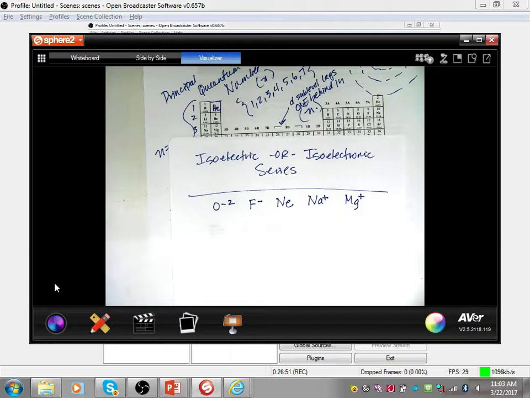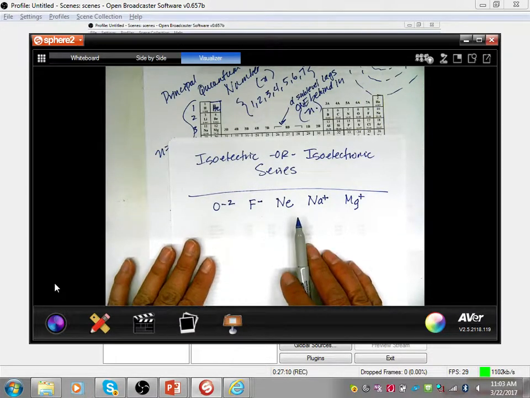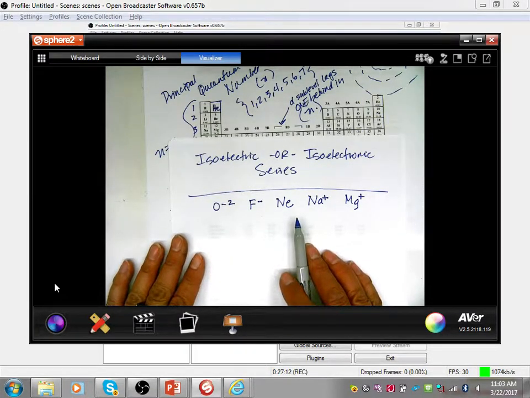They're wearing the same clothes, right? Does that mean if you borrow somebody's clothes that you're that person? No, definitely not. You're still the same person on the inside, right? You're just wearing the clothes of another person. That's exactly what's going on here. It doesn't mean the atom is changed into something else. It just means it has the same electron configuration.